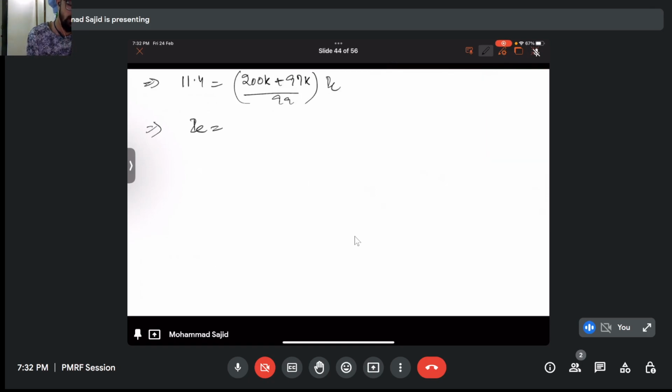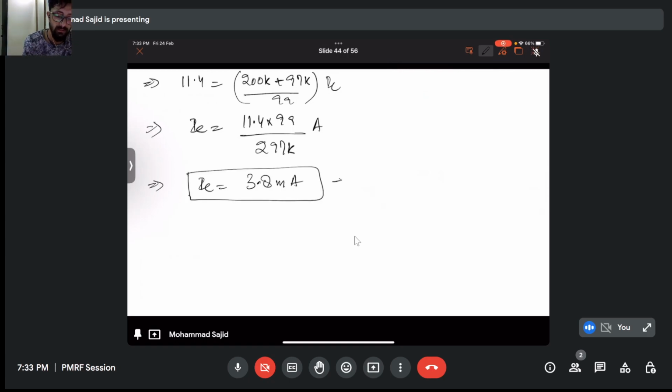So IC will be equal to 11.4 into 99 divided by 297k ampere. Let's just calculate it. 11.4 into 99 divided by 297 comes out to be 3.8 by 1000. That is your IC. This is your ICQ. This is a Q condition.